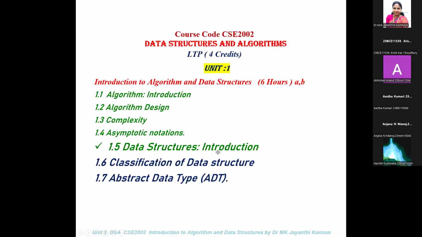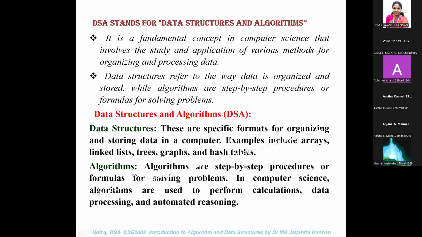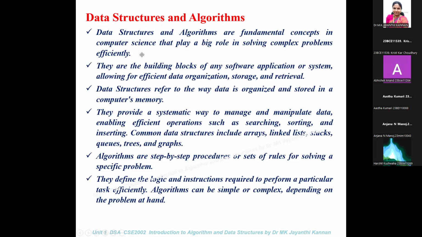Then, introduction to data structures: we have classification and abstract data types. We know data structures very well. We have basic, primitive, and non-primitive, and we have user-defined data structures and various algorithmic steps. A data structure is a specific format for organizing and storing data in the computer and applying algorithms. And what is a data structure and how the algorithms use the data structures.